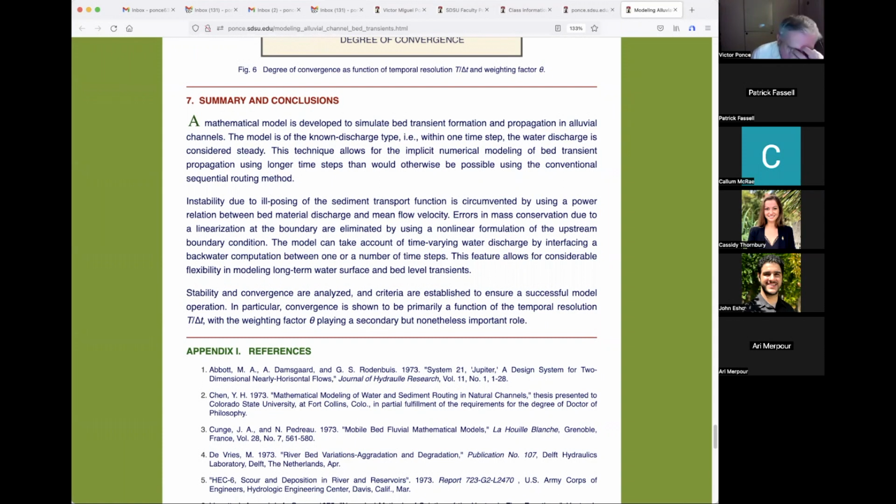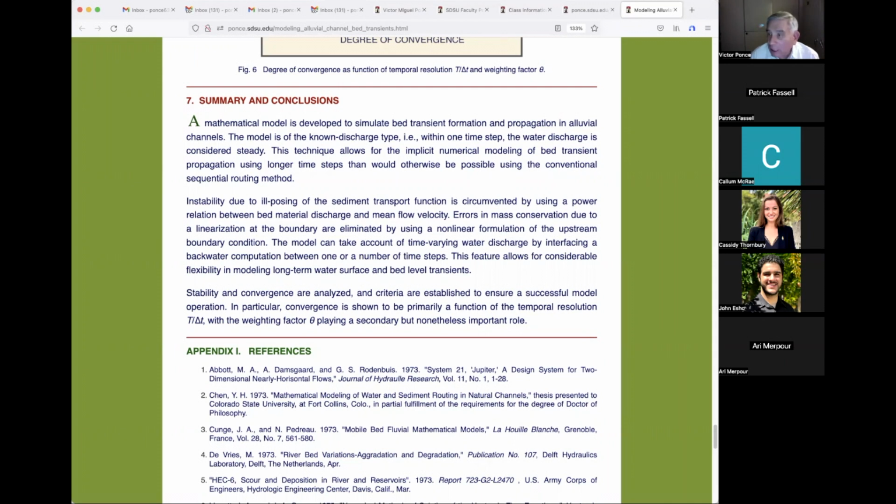Why? Because at the time, most people that did this work would concentrate on stability, but they didn't get to convergence. But we had a methodology that allowed us to do both at the same time. So we wrote a bunch of papers on stability and convergence. Criteria established to ensure a successful model. Convergence is shown to be primarily a function of the temporal resolution, or spatial, the same, and the tie between the two is the so-called Courant number, and the weighting factor, which plays a secondary but nonetheless important role.